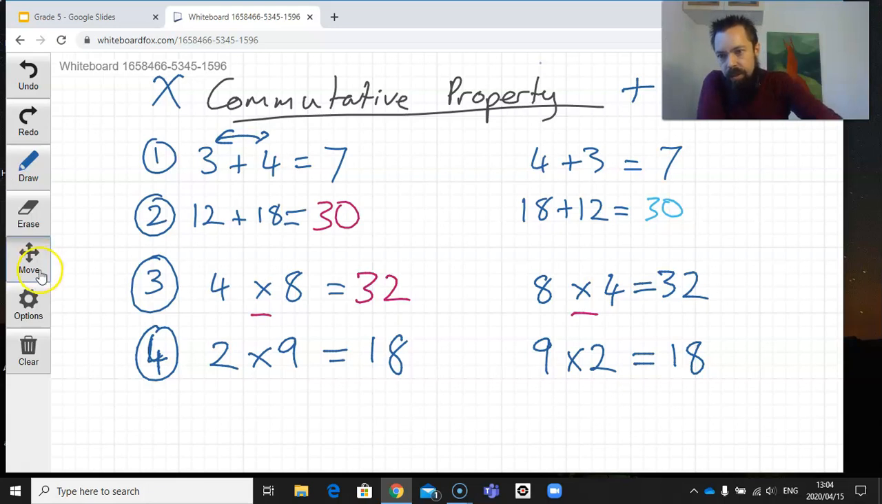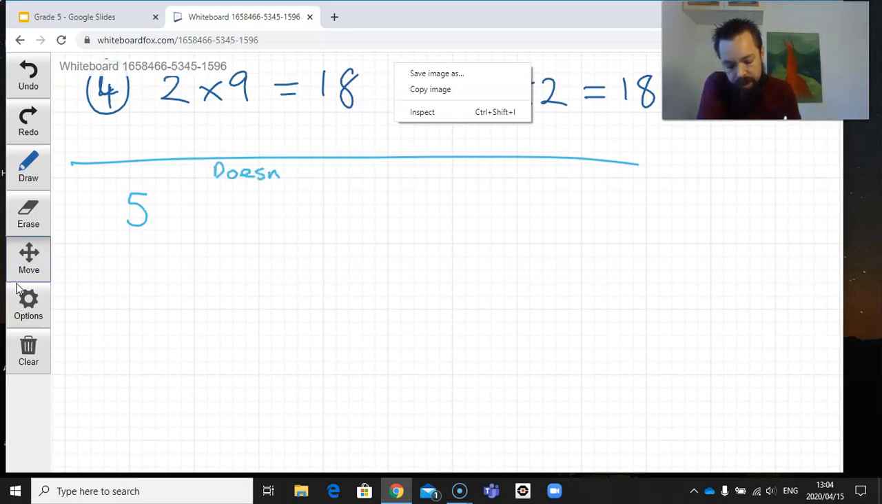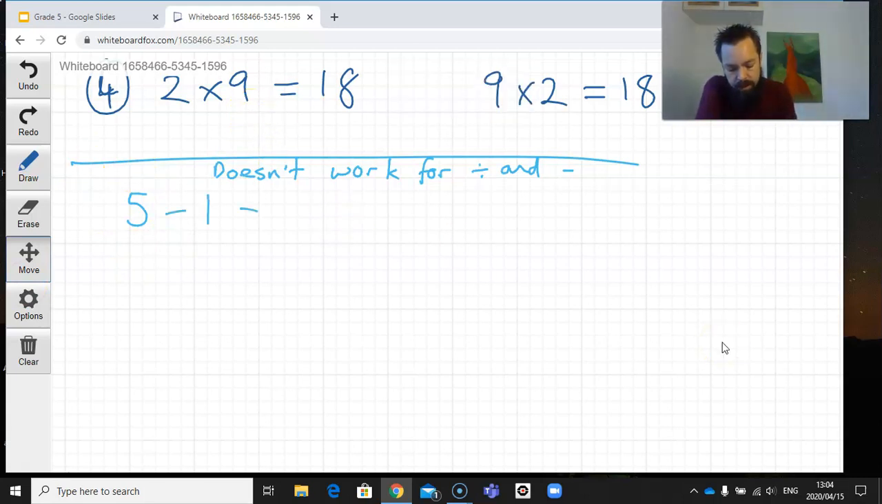I am just going to move down the screen a little bit. This is not the commutative property. This is why the commutative property doesn't work with divide and minus. Let me just put in a heading for anyone who's only half listening. So it doesn't work for division and subtraction. So 5 minus 1 is equal to 4. And 1 minus 5, ooh, that doesn't equal 4. Slip in some extra maths here. There's a special sign. That sign, where you cross out the equal sign, means doesn't equal. So 1 minus 5 does not equal 4. So you can see that for subtraction, the commutative property doesn't work.